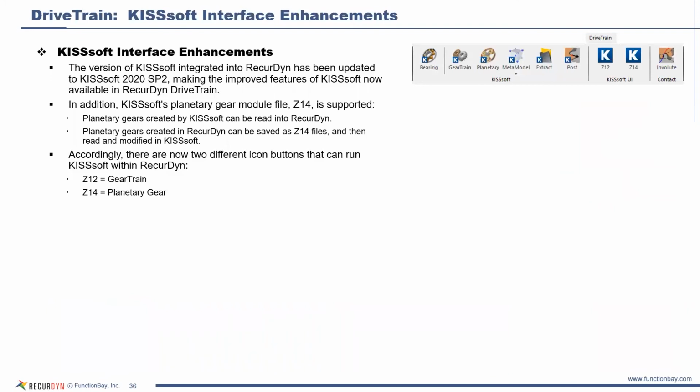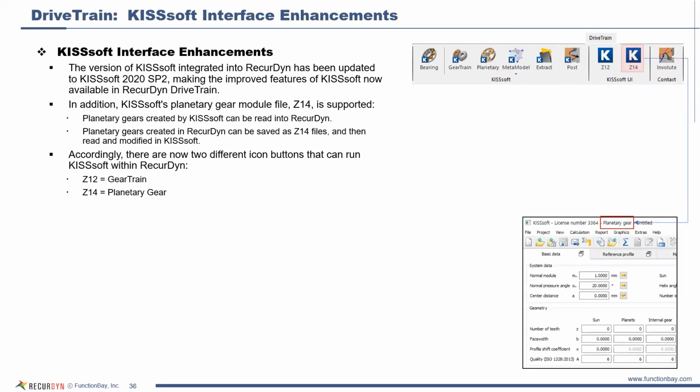Some more KISSsoft interface enhancements are that the new version of KISSsoft, which is 2020 SP2, is now integrated into RecurDyn. And so all those new features are now available in RecurDyn as well. In addition, KISSsoft's planetary gear module file, which they call Z14, is now supported. So that's available through the interface.